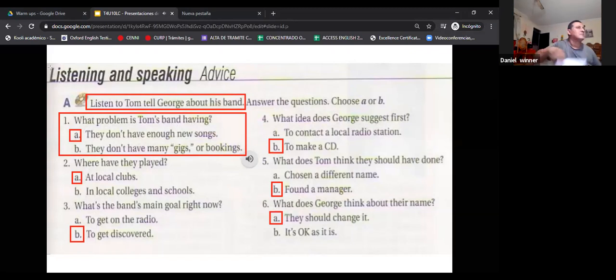Hey, George, what's up? Hey, Tom, good to see you. How are things going? How's the band? Well, it's hard to say. I mean, we're still practicing and everything. But you're writing some new stuff, aren't you? Like your own original stuff. Yeah, we've got some great new songs, actually. I mean, we're writing all our own stuff. Our main problem is finding places to play. We don't get many gigs.